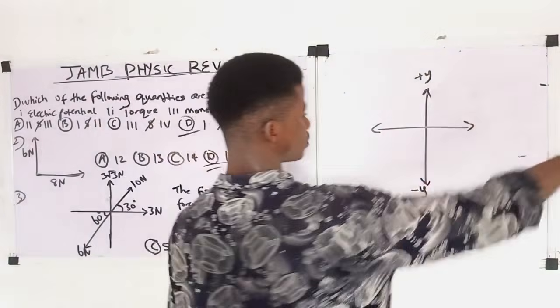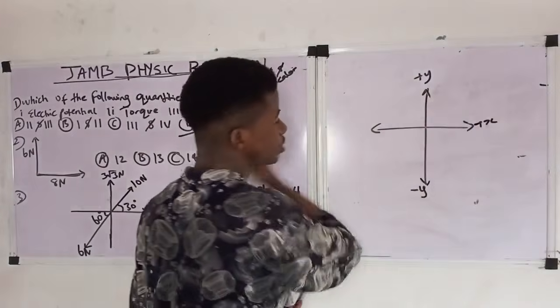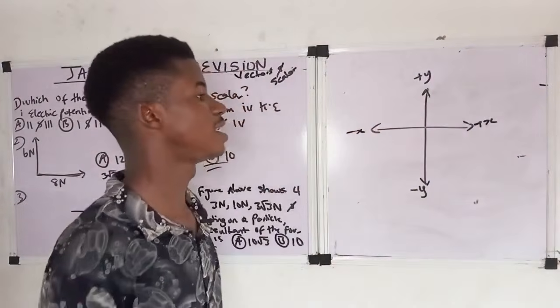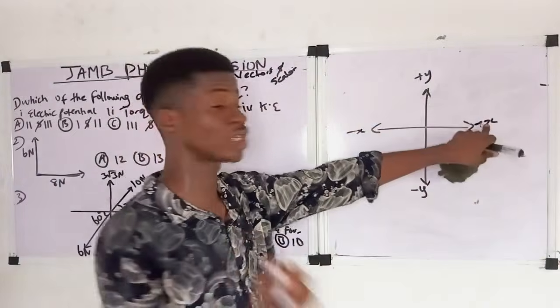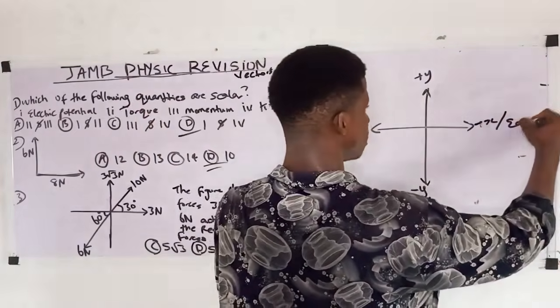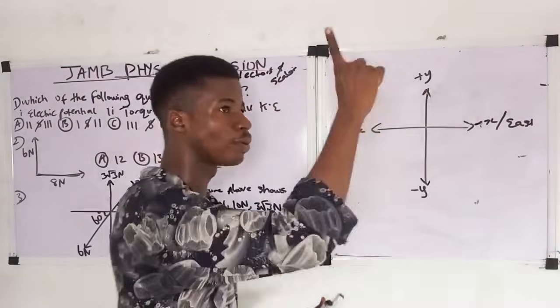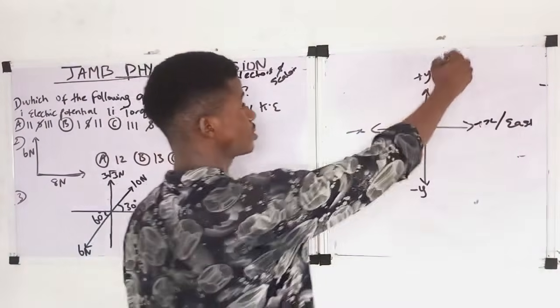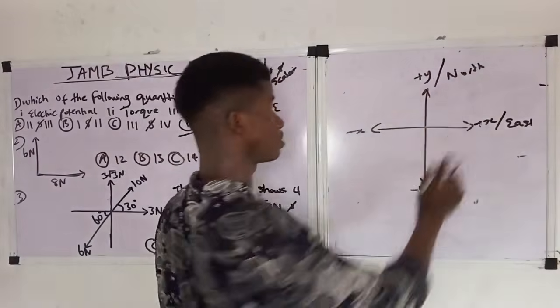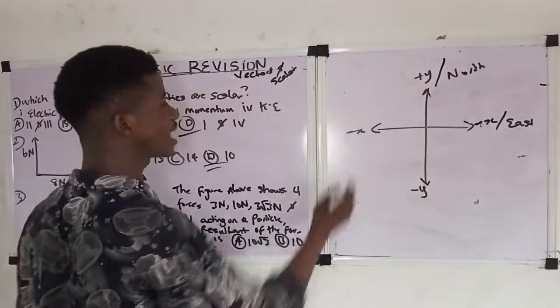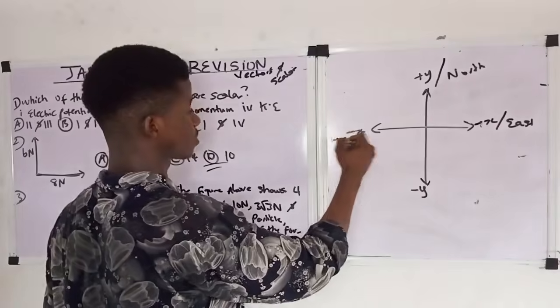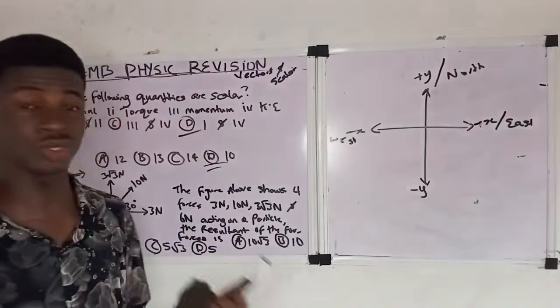This side is known as the positive x-axis, and the left side is known as the negative x-axis. The positive x-axis can also be known as east. Then what about up? The positive y-axis is also known as north, while the negative x-axis is also known as west. Then the negative y-axis is also known as south.